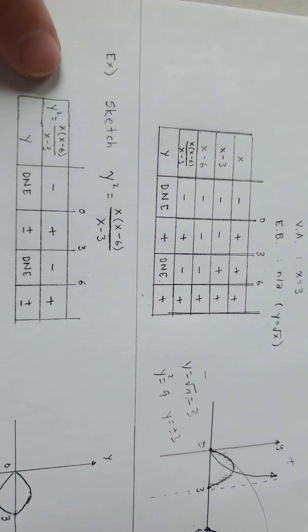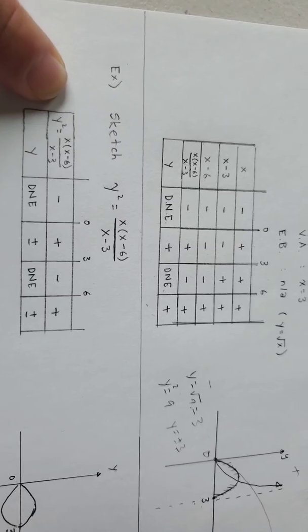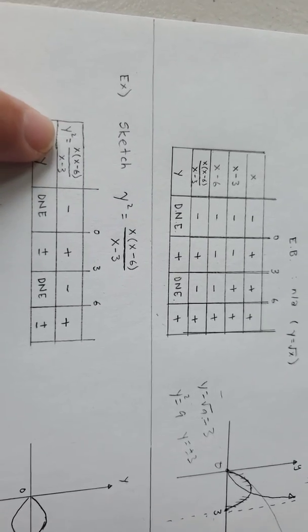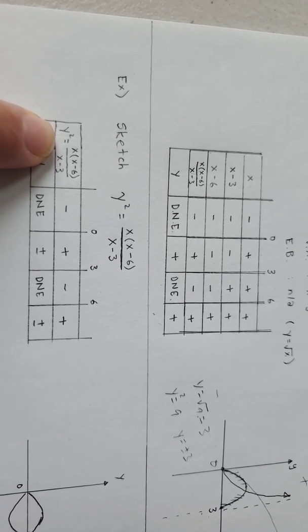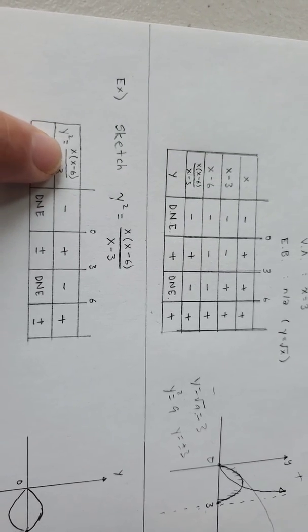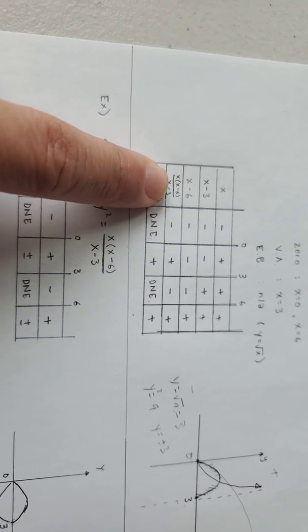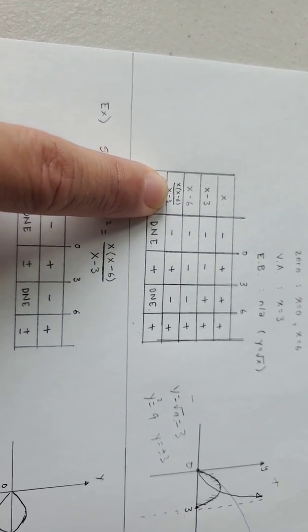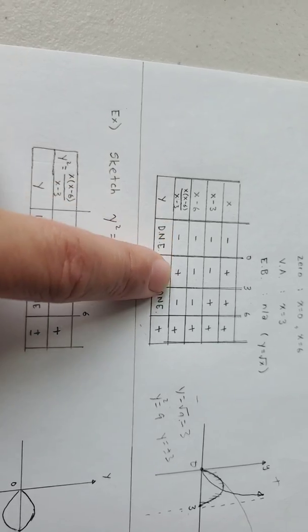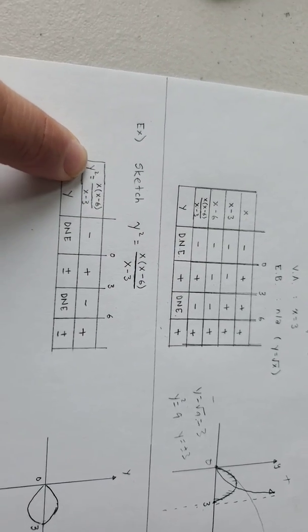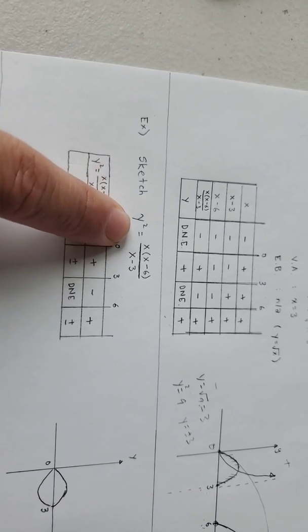But when we get to the very, very last part, we're going to change something a little bit differently. So you'll see that here we have y squared is equal to x times x minus 6, all divided by x minus 3, same as the column that's over here, as the row that's over here. So negative, positive, negative, positive. That is what y squared is equal to according to my equation.